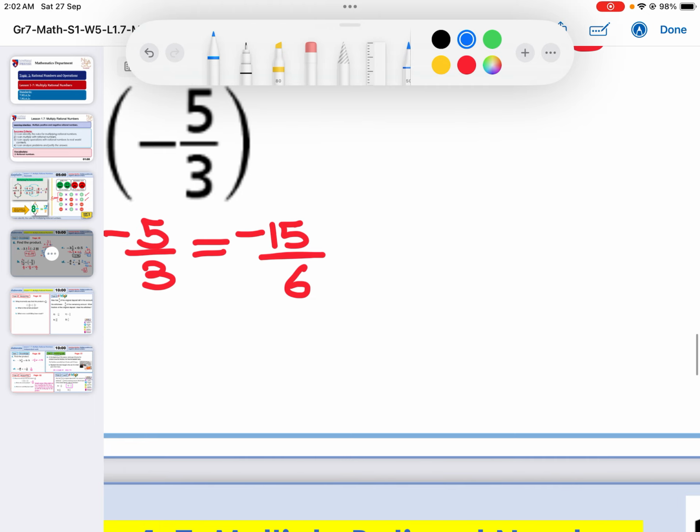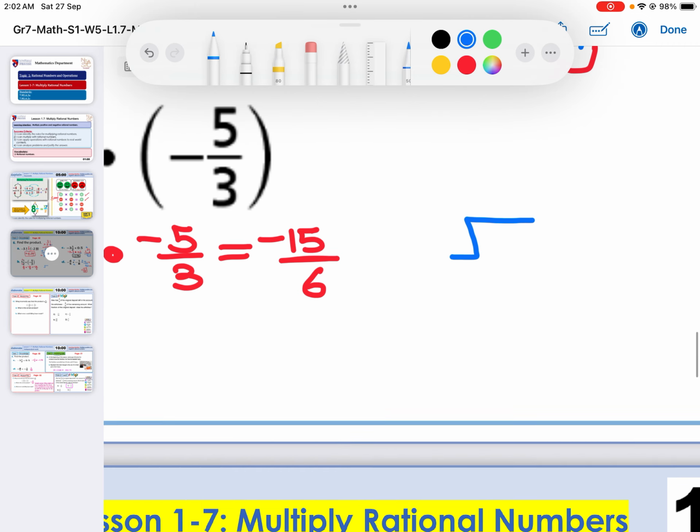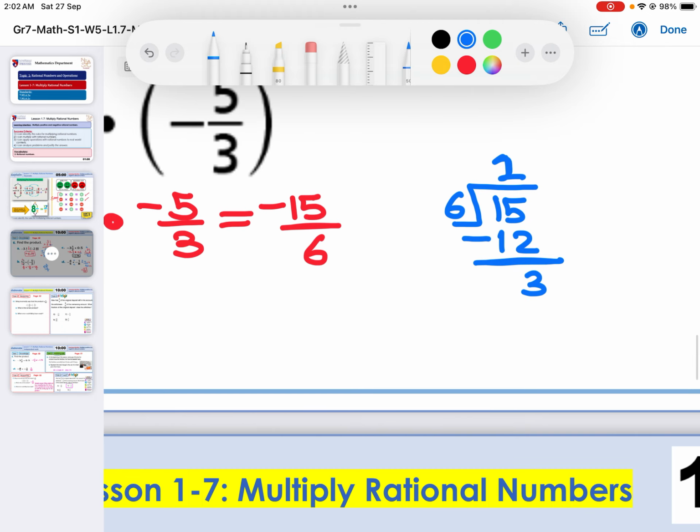So how do I simplify an improper fraction? I will do long division. To simplify any fraction means to divide. Whether you divide by a common factor if it was proper, or you do long division if it was improper. So 15 divided by 6, that will be 1. No, you got 2, because 1 times 6, that's a 6. 2 times 6, that's 12. So that will be 3. So always remember that the quotient represents your whole and the remainder represents the numerator when you want to write it as a mixed number.